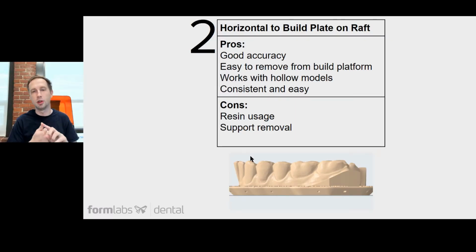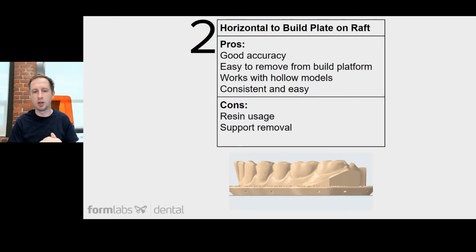So the pros is a very good accuracy, almost the same as flat to the build plate. Easy to remove from the build platform. If anybody's used rafts on our printer before, they pop right off. Super nice, super easy. Works with hollow models, so no risk of suction cupping, and it's consistent and easy. I think if I had somebody on my team that was a little less technical, this is the technique I would have them run with every time. It's really easy to do.